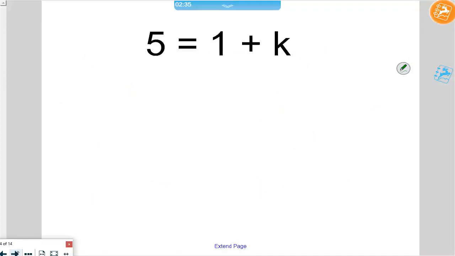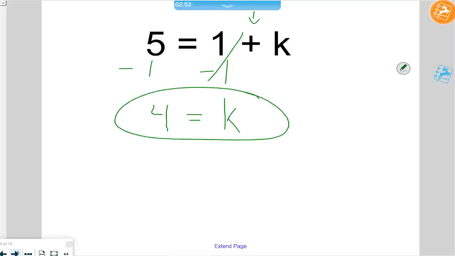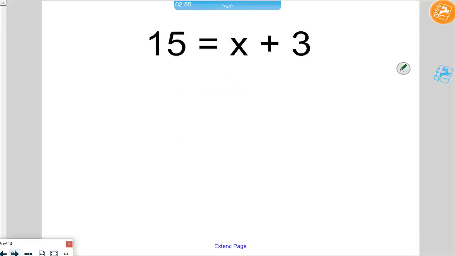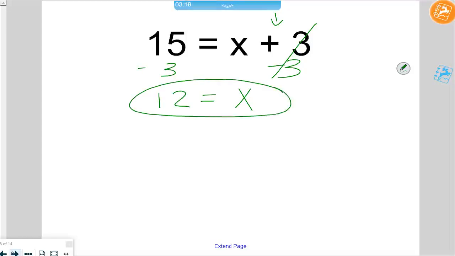All right, so here we have 5 equals 1 plus k. So I start on my side with my variable, my operation. It says plus, so I'm going to subtract 1, which gives me my k. I have to do the same on this side, minus 1. I get 4. So k equals 4. 15 equals x plus 3. Let's start on this side. x plus 3, so I need to subtract 3. Cancels out, gives me an x. 15 minus 3 gives me 12.